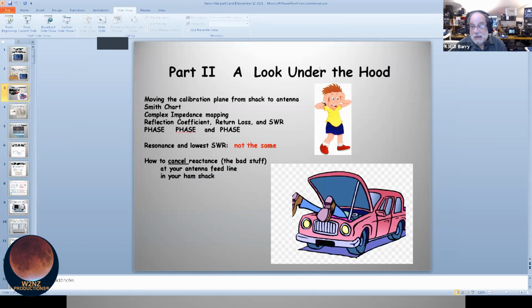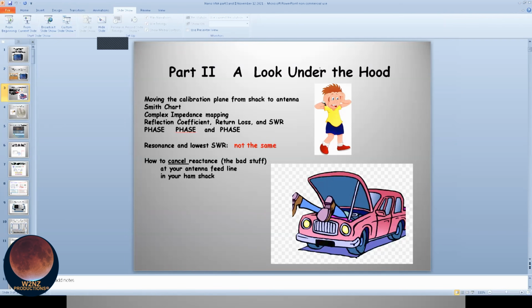Part two, maybe, we'll see in the future, what's under the hood here. There are things called calibration planes, Smith charts, complex impedance, reflection coefficient, return loss, and the one we're familiar with, SWR probably, phase, and phase. That's the key to how this thing works.